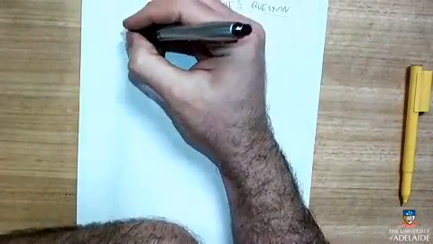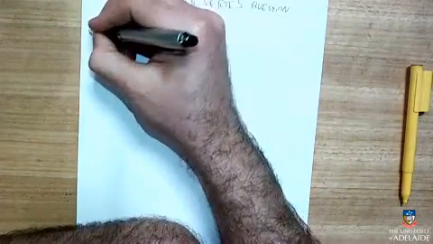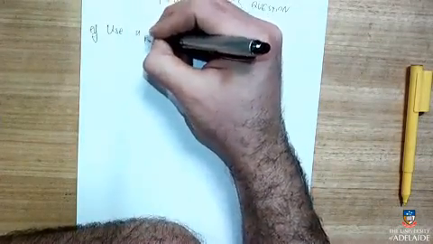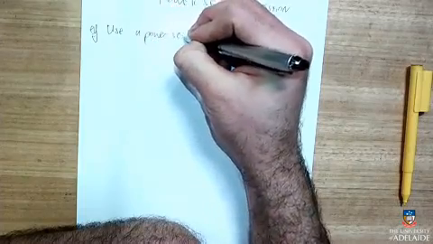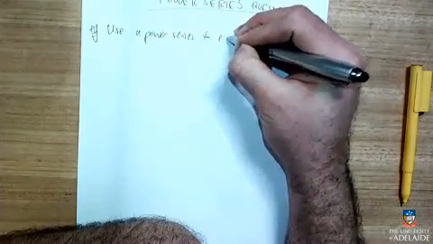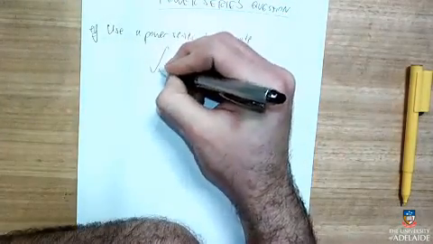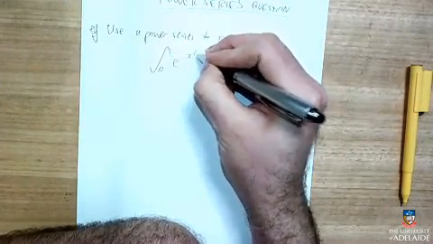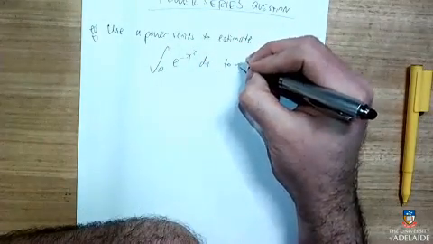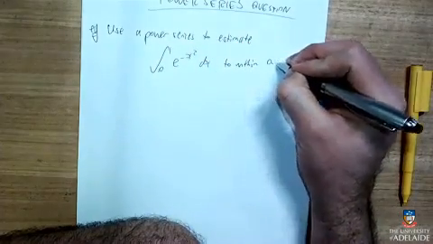And it goes like this. Use a power series to estimate the integral from 0 to 1 of e to the minus x squared dx to within 0.001.